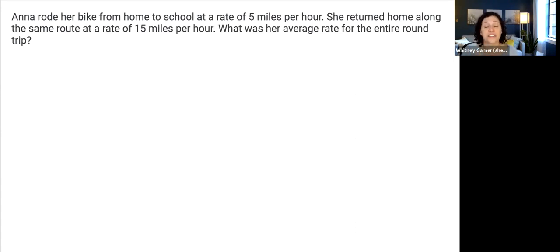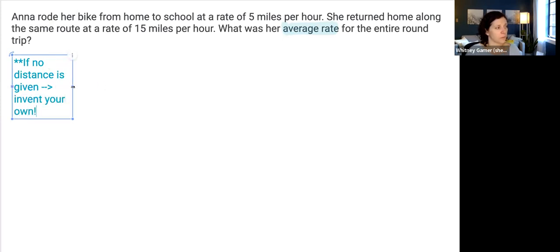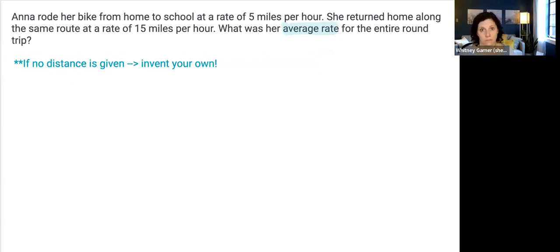Often the distances are missing. It is common for the distances to be left off of these problems. But the crucial language we're often looking for is average rate or average speed. Now, the first and I think most important aspect of these problems is if no distance is given, invent your own. So if they don't give me a distance, I'm going to invent my own. That's the first piece of key information for this type of problem.